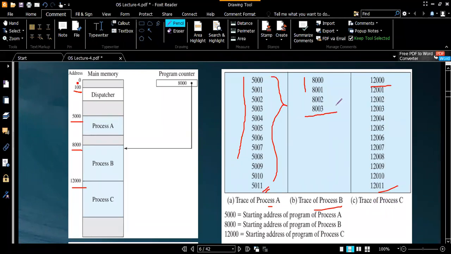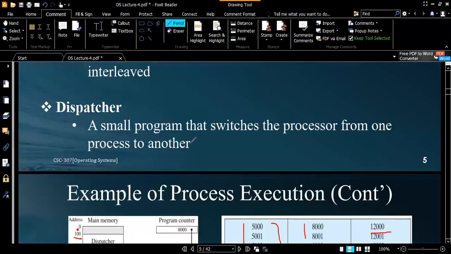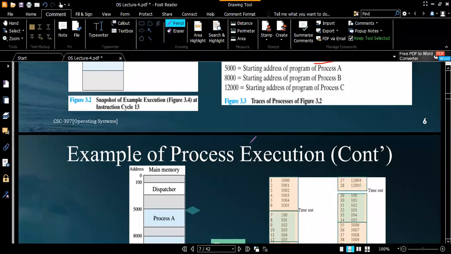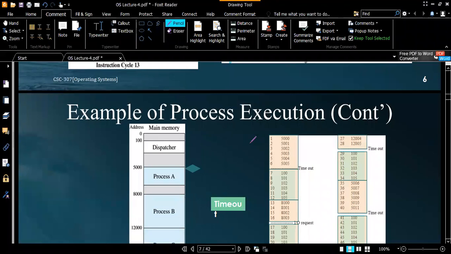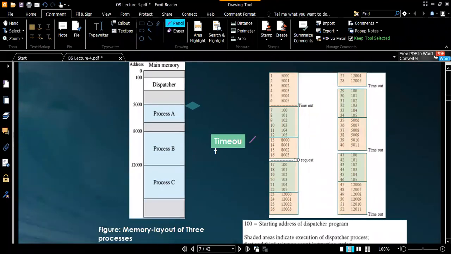So what is the need of trace? Why do we actually use this? And what is the need of dispatcher? I have already told you the dispatcher is a program that helps you to switch from one process to another process. So here, this is an example.